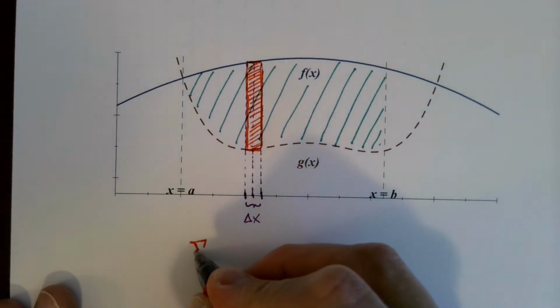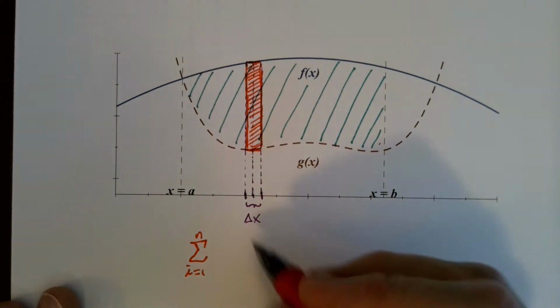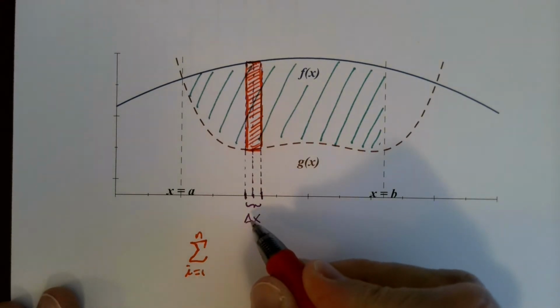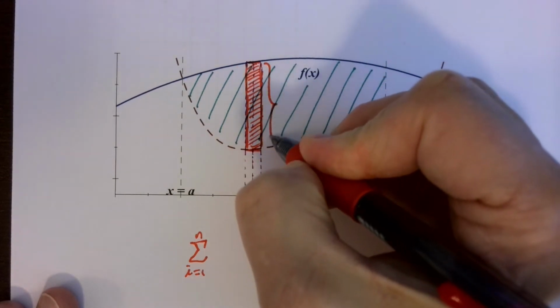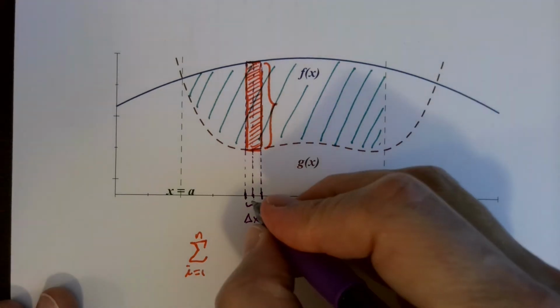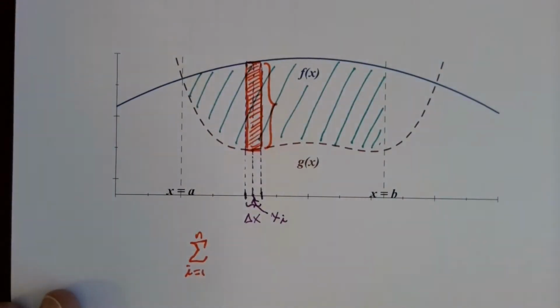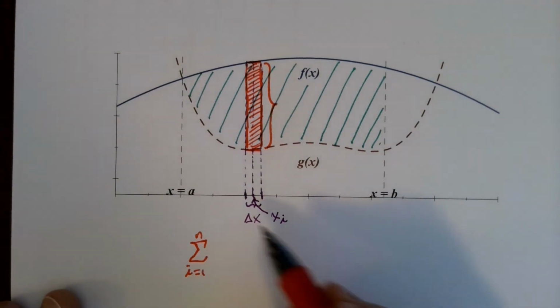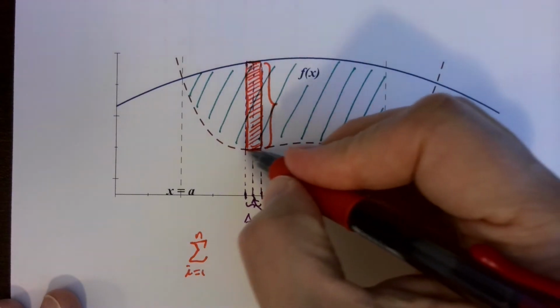We would take the sum from i equals 1 to n, and of course the width of each rectangle is delta x. What is the height? Well, what's the height of this? Again, if this value right here is what we're calling x sub i, an arbitrary value on that ith subinterval, then f of x sub i minus g of x sub i is the height, right?